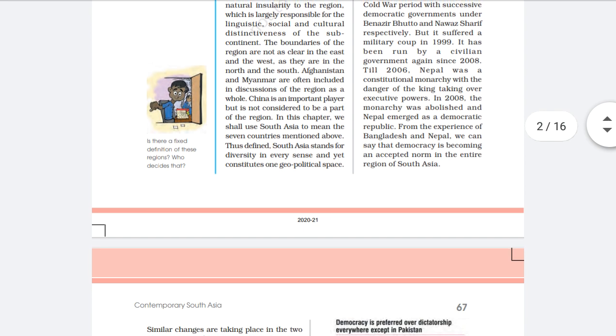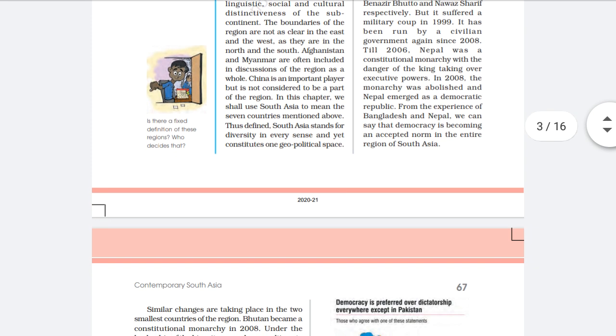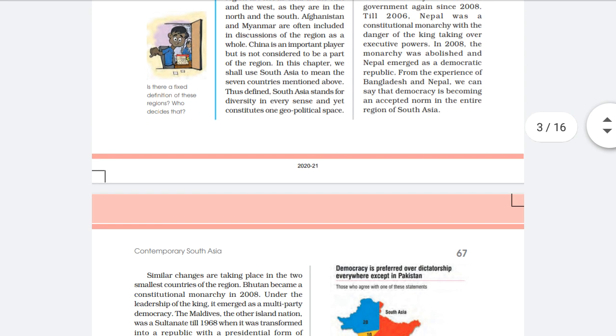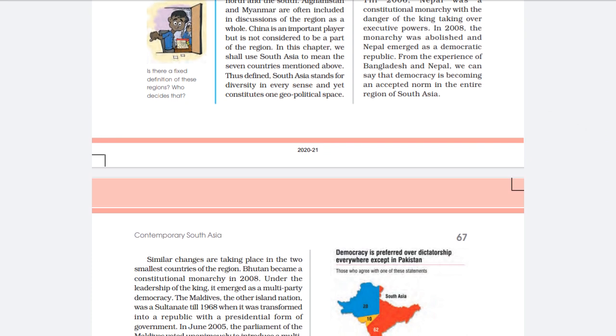And when we talk about Nepal, at first in Nepal there was a constitutional monarchy which was applied by the king of Nepal, and in this system the king of Nepal was the most powerful person, and people feared that the king may bear absolute powers.